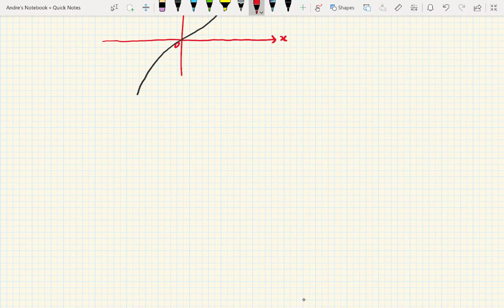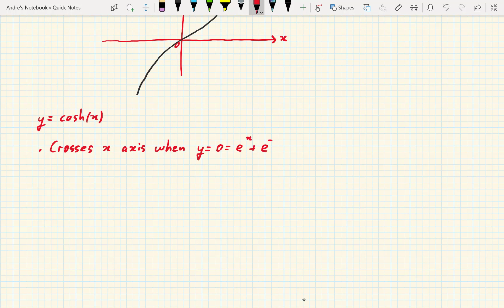Now let's do the same analysis for cosh x. This time we define y equals cosh x, which is equal by definition to (e to the x plus e to the minus x) on 2. To find where this function crosses the x-axis, we set y, which is (e to the x plus e to the minus x) on 2, to 0. Multiplying by 2 and e to the x gives e to the 2x equals minus 1, for which there is no solution. In other words, the function does not cross the x-axis.